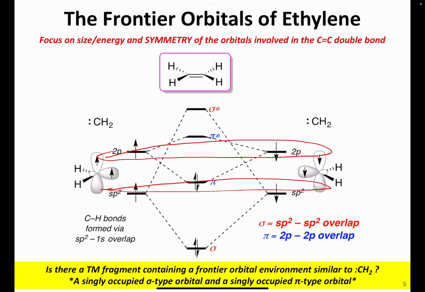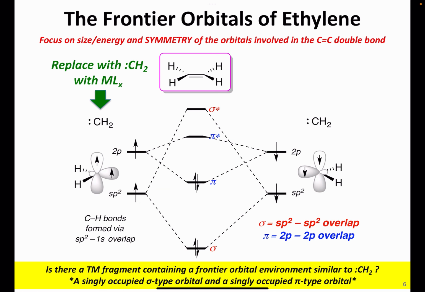And so the real question is, though, is there a transition metal fragment containing a frontier orbital environment similar to carbene? And what I really mean by this is, is there a metal fragment in which you have a singly occupied sigma type orbital and a singly occupied pi type orbital? And so what we're really seeking to do here is replace one of the CH2 fragments with an ML sub X. And so can we take away the CH2 and put in a transition metal fragment and actually have organometallic compounds result from this? And in fact, we can.